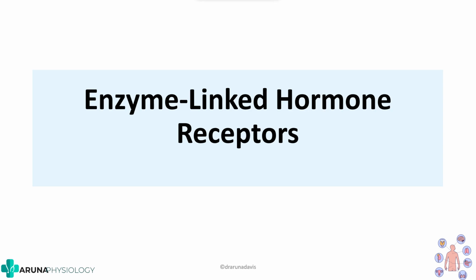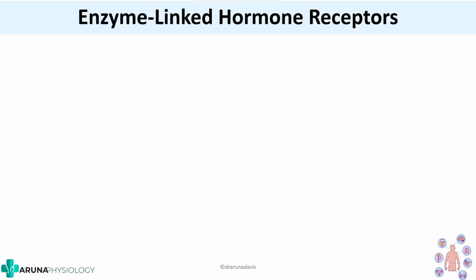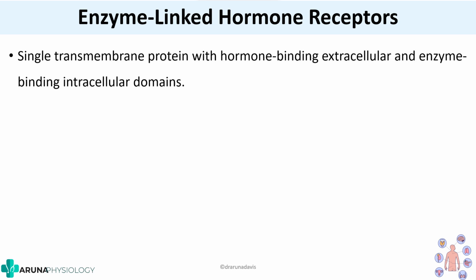Hi all. So in this video we're going to see about enzyme linked hormone receptors. So these are receptors to which an enzyme is linked for its action. So we'll see more about this. So enzyme linked hormone receptors are single transmembrane proteins.